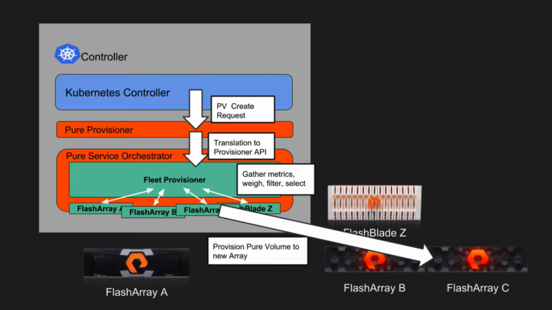So what do we just see there as the volumes were created on the M70 and not the M50? As we create that request for a persistent volume, it goes to our API in the Pure Service Orchestrator. The Pure Service Orchestrator is able to collect and weigh metrics and filter out the arrays to meet the demand or to meet the requirements of that application. So at that point, the fleet provisioner determined that the M70 has plenty of performance and plenty of capacity and was the best fit for those volumes. So it decided, just based on the current load and the current free capacity and a few other metrics, where to place those volumes.